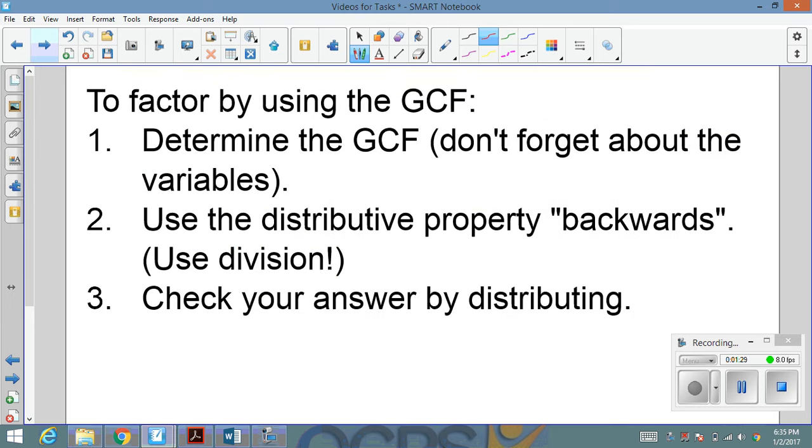Now there's 3 steps that we're going to do for factoring using the GCF. First, we need to find the greatest common factor. Make sure you think about your variables. Then we need to use the distributive property backwards. So instead of doing multiplication, we're going to use division. And then always check your answer. It's a simple thing to do. Just check by distributing. I typically do this 3rd step in my head. I don't write it down, but I at least do a quick check before I move on.